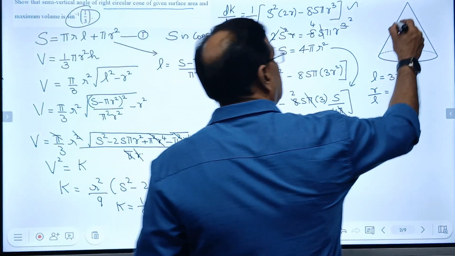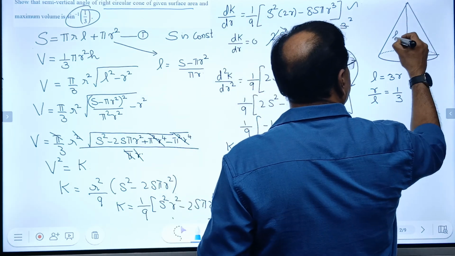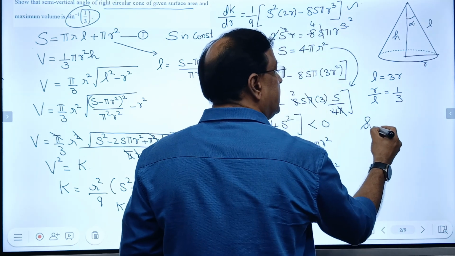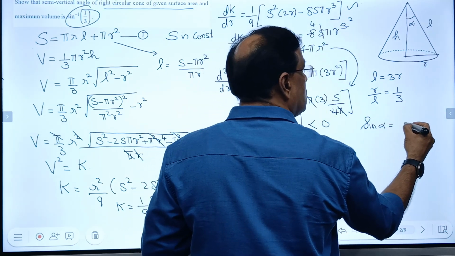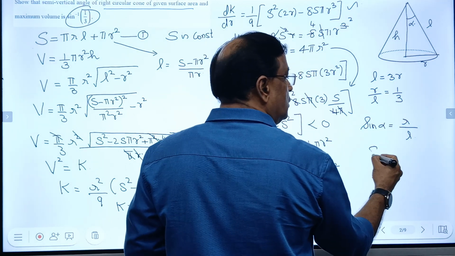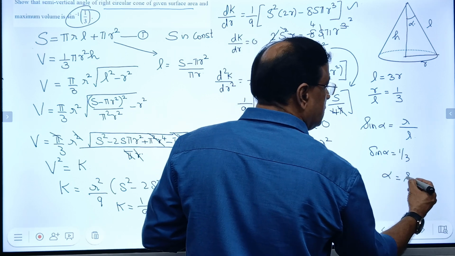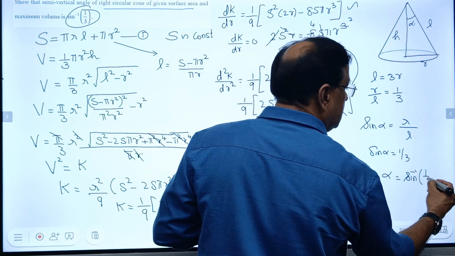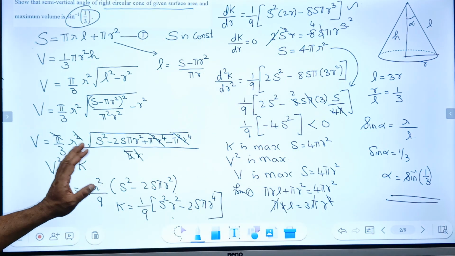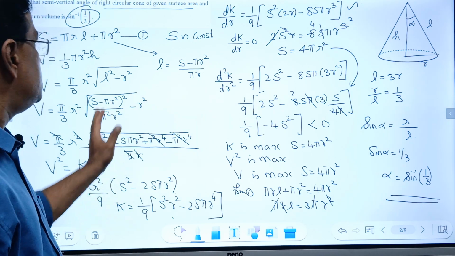Now look at the diagram. This is the height and this is the radius. So this is R, this is H, this is L, and this is the semi-vertical angle. From this, what is sine alpha? Sine alpha is opposite by hypotenuse. So if you equate these two, you get sine alpha equal to 1 by 3. So clearly alpha equal to sine inverse of 1 by 3. Very clear, isn't it? Very simple problem, but it is little lengthy, but it is not difficult. Okay, I hope this is clear to you.